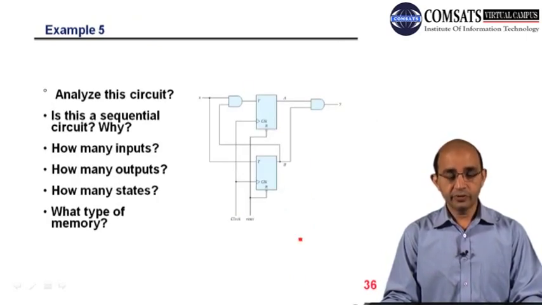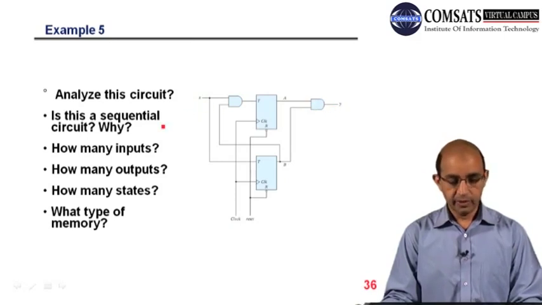So here we have used the T flip-flops for the first time regarding sequential circuit analysis. We can see that we have two T flip-flops, and we have one input and one output. So the same set of questions we have to answer. Yes, this is a sequential circuit because memory is involved, or we have the states, and then we have the feedback. You can see that this is the feedback, and one input, one output. So how many states can we have? You can answer those questions.